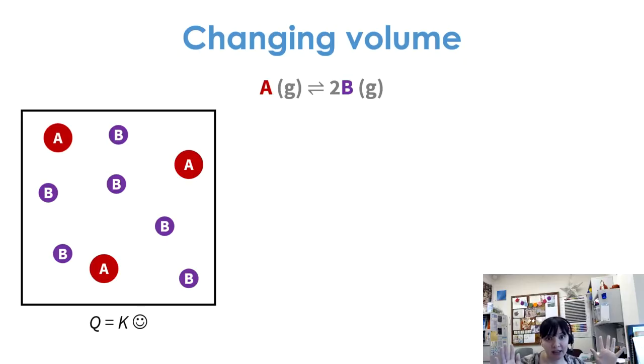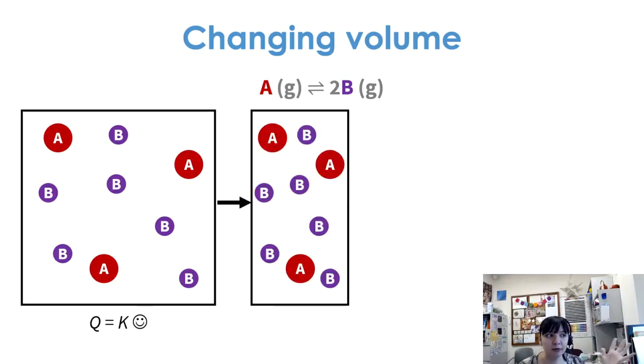Now let's say that I can take this box and compress it down, so make the volume smaller. If I compress everything, what I've done here is change the concentrations of both the products and the reactants. Now you may be thinking, well, if we change both of those concentrations, they're both affected in the same way. It's the same volume change, so it shouldn't have any change on the actual reaction quotient. But that's not necessarily the case.